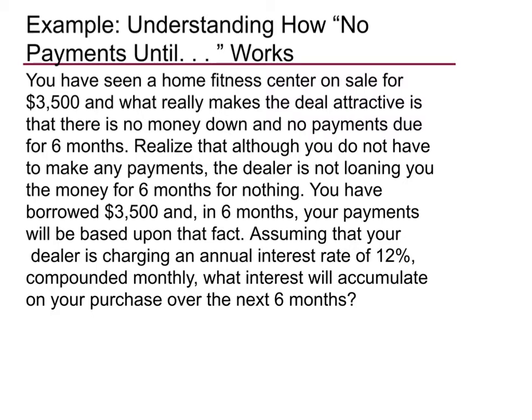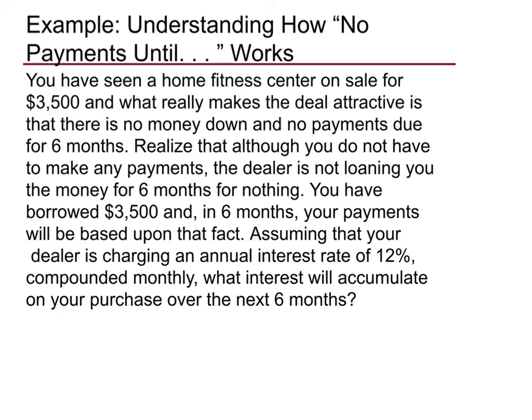Our first example using this formula is a little bit wordy. Go ahead and pause the video so you can read through it once before I start talking about it. There are lots of advertisements that we come across. I know Raymore and Flanagan, the furniture stores, do this a lot, where you don't have to make any payments until the year 2022, or you don't have to make any payments for 2 years. There are all different ones. And in this example, we're looking at a home fitness center on sale for $3,500 and no money down, no payments due for 6 months. Okay, so that's the setup.